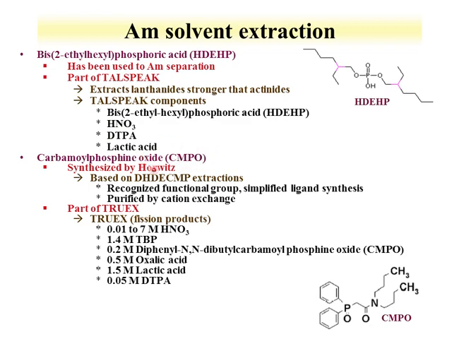CMPO has also been used, the ligand shown here, and this is part of the Truex process, which is used for fission product extractions. So, separation of the lanthanides and actinides from the fission products. It also employs tributyl phosphate, the CMPO, oxalic acid, lactic acid, again as a buffer, and DTPA.